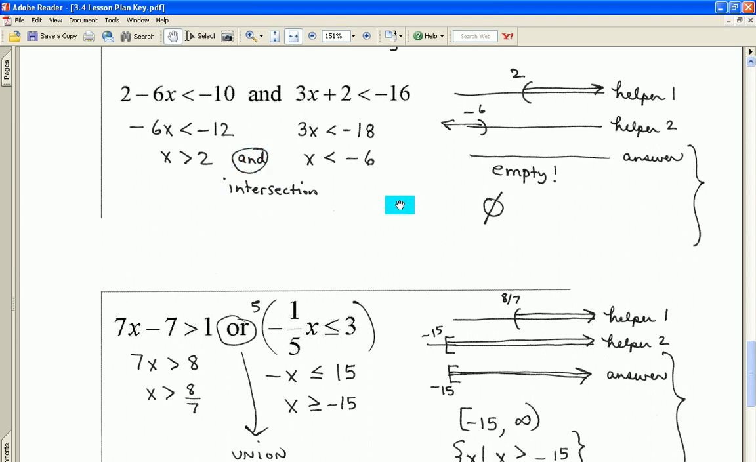AND means intersect. Find out what these two sets have in common. Well, if you look at these two sets of numbers, and if I asked you where would they overlap if you put them together, the answer is never. Therefore, this is an empty graph, which means that our answer is the empty set.